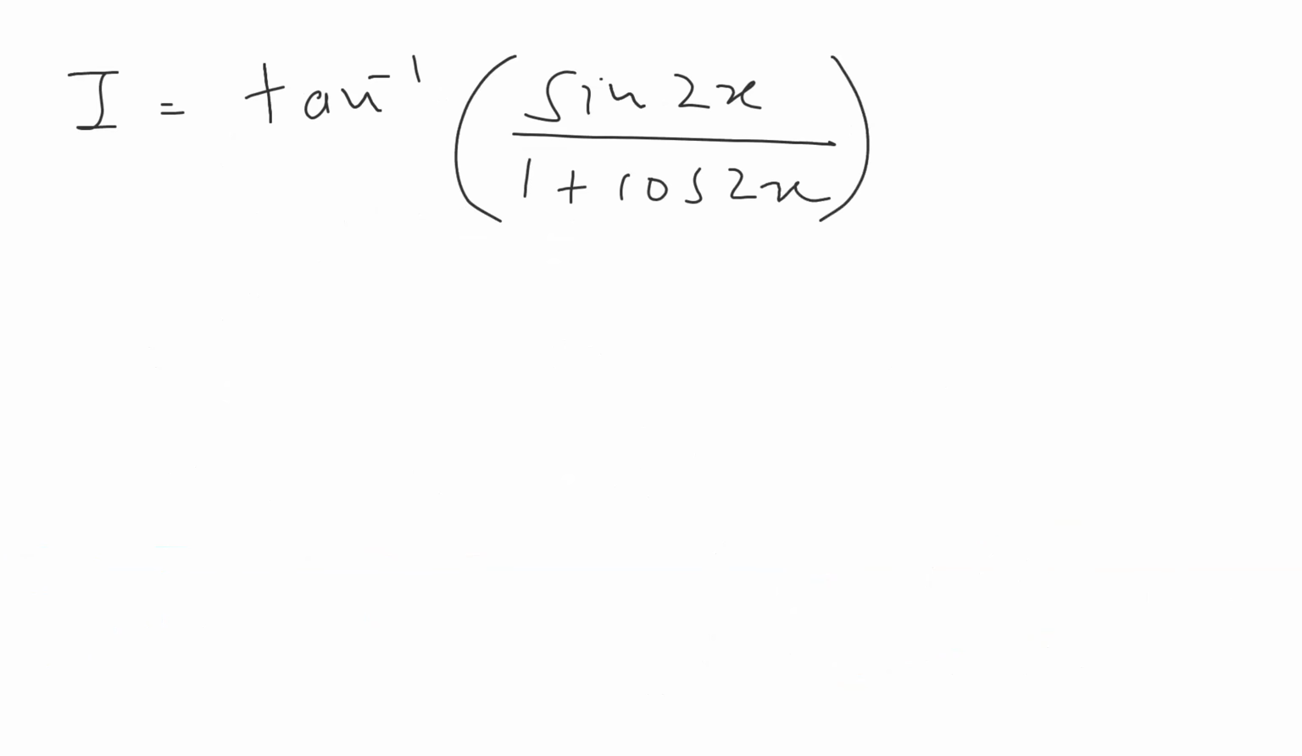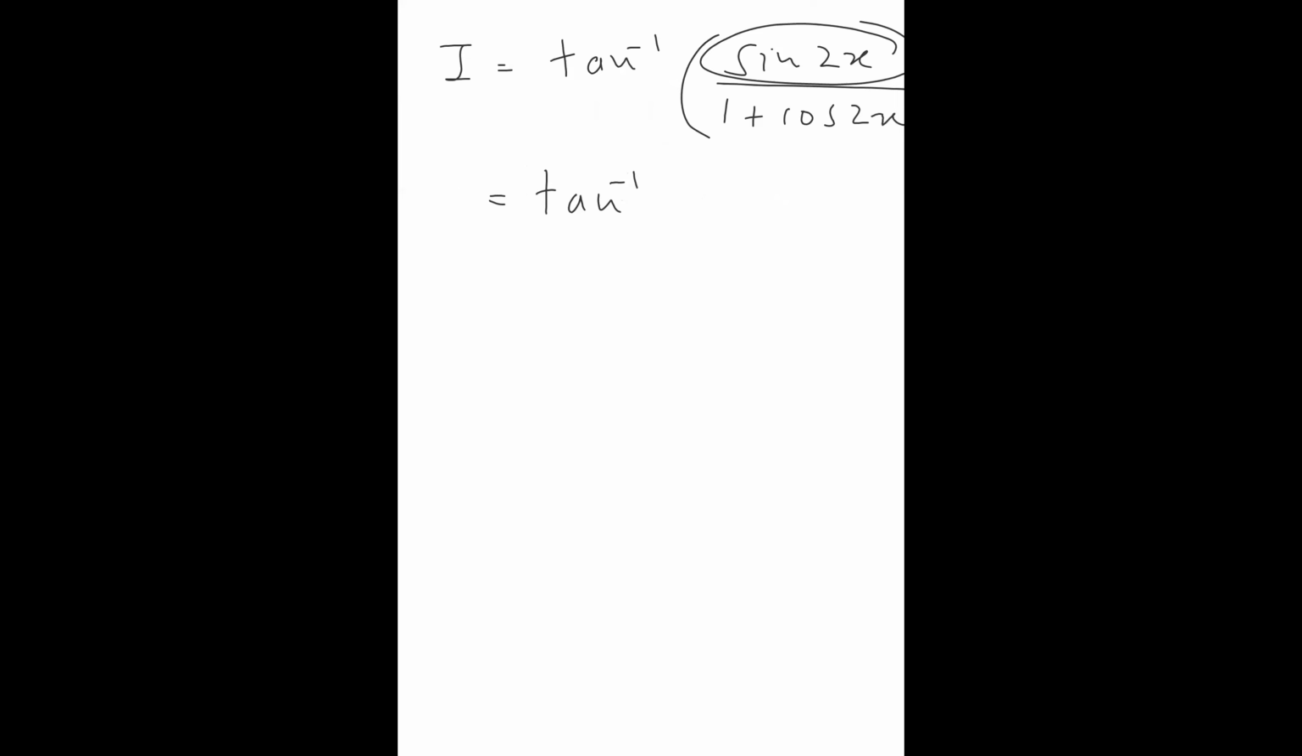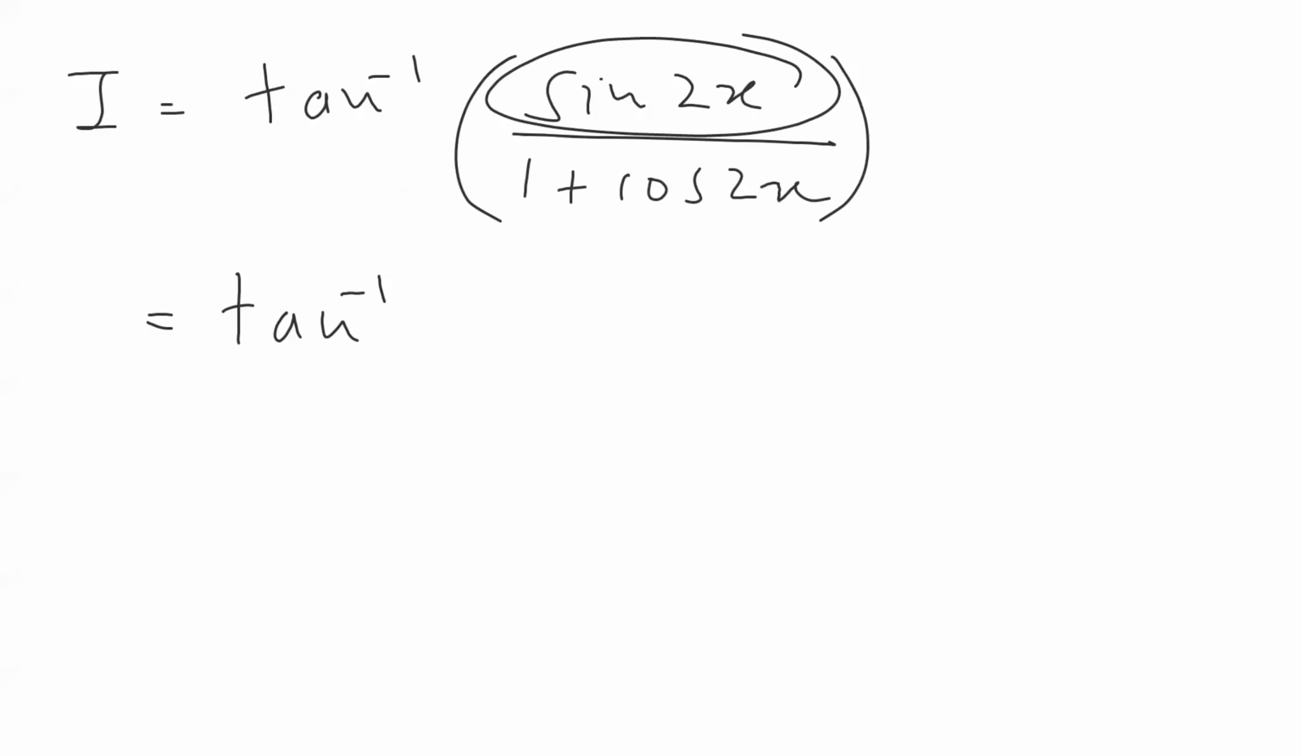Tan inverse of sine 2x upon 1 plus cos 2x. So this is tan inverse of sine 2x, half angle formula. Sine 2x half angle formula.